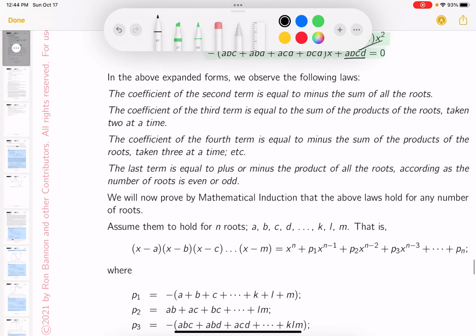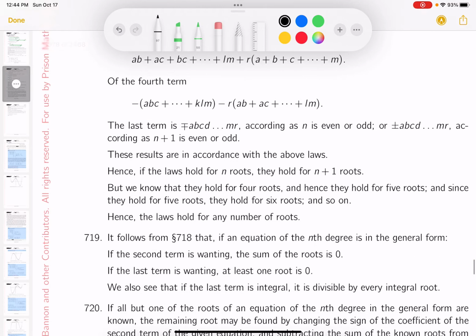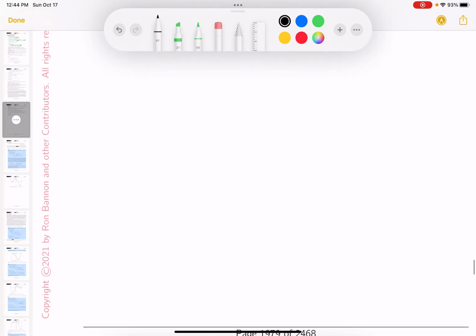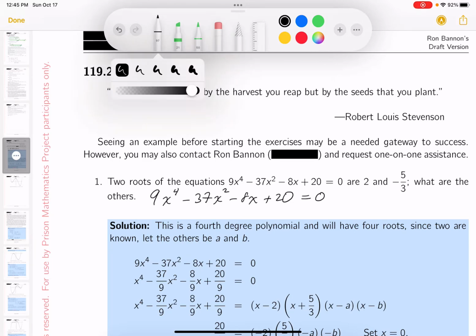He goes through it and talks about higher degrees, how those patterns emerge. What I want to do is go to an example. He did it his way, and I'm going to do it my way. Let me write this down for you. 9x^4 minus 37x^2 minus 8x plus 20 is equal to 0. But they also say it can be factored.